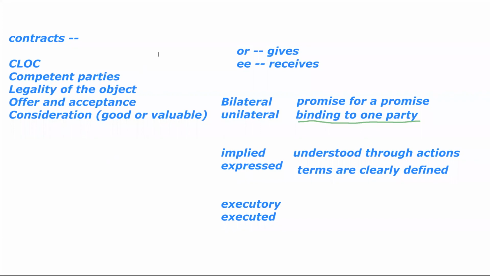Now, the last thing that we have here is executory or executed. Executory means there are still promises left to be fulfilled. If we have a contract for the sale of a property, and we haven't gotten through the mortgage contingency yet, or we haven't done everything yet, we're waiting for it to close, waiting for financing to come through, then we would say it is a bilateral expressed executory contract. Executed means it's done. Nothing left to do. So once that home sale closes, it's going to be a bilateral expressed executed contract.